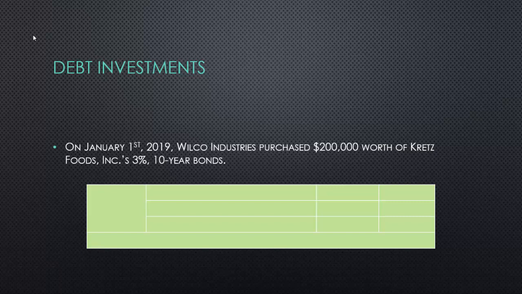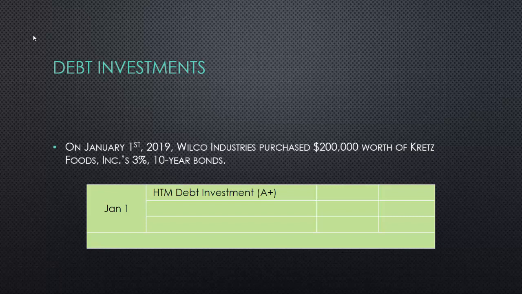Another thing we can invest in is debt, which is namely the corporate bonds of other companies. That's what Wilco is doing here in this January 1st example. We are purchasing $200,000 worth of Kretz Food Incorporated's 3% 10-year bonds. So to put them on the books, we are going to record them under an account that I'm going to call HTM Debt Investment. It stands for Held to Maturity.